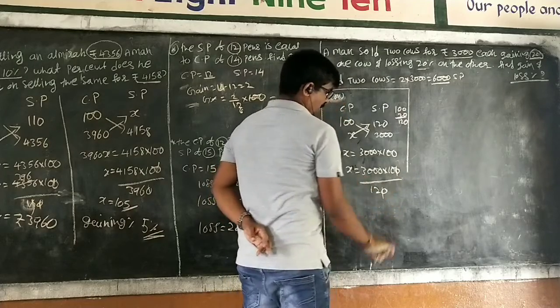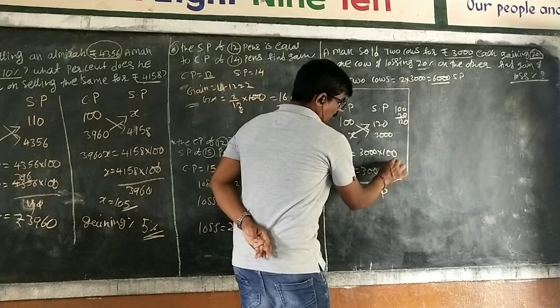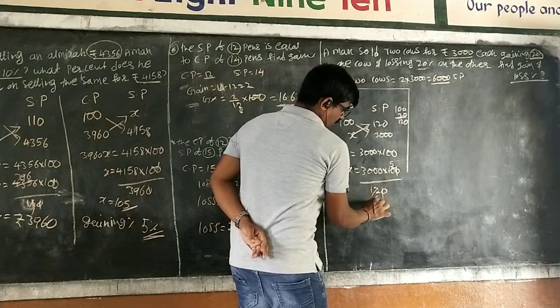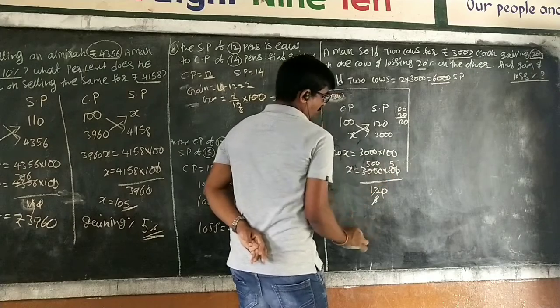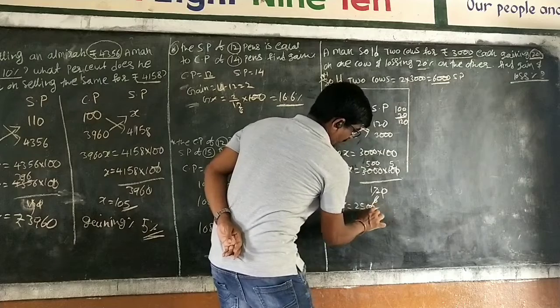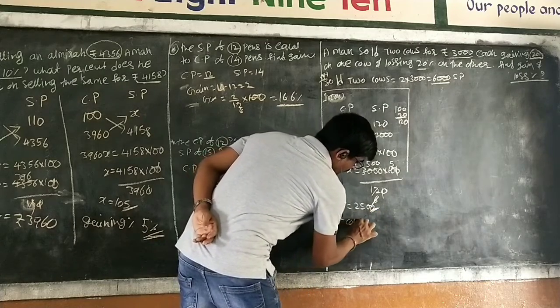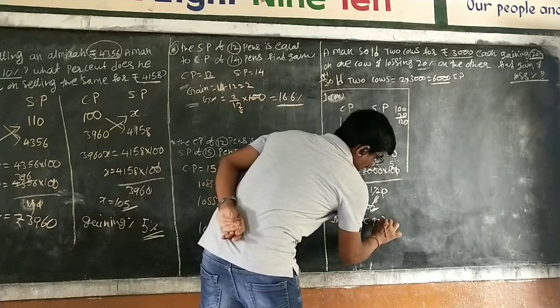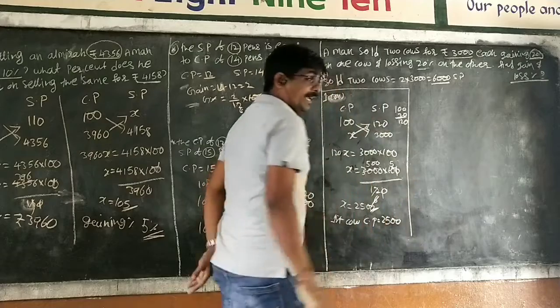Cancel the zeros. 2 5s are 10, 5 6s are 30. So x is equal to 2,500 rupees. First cow cost price is 2,500 rupees. Next we are going for the second cow.